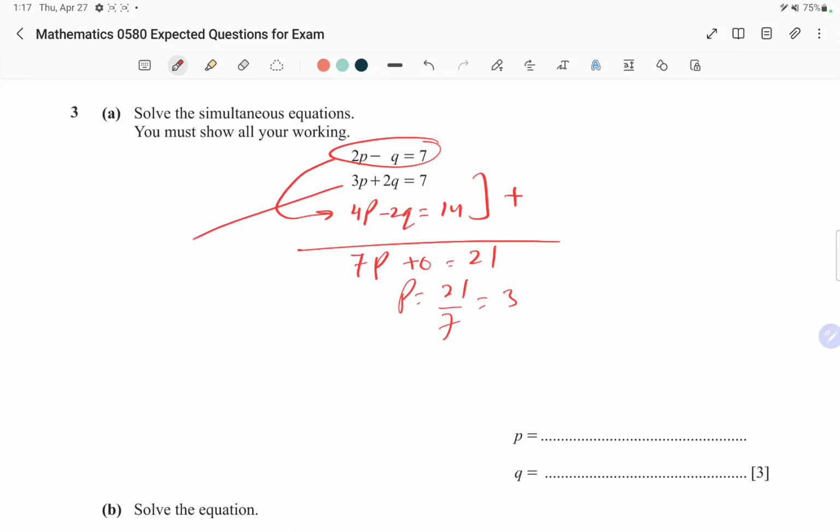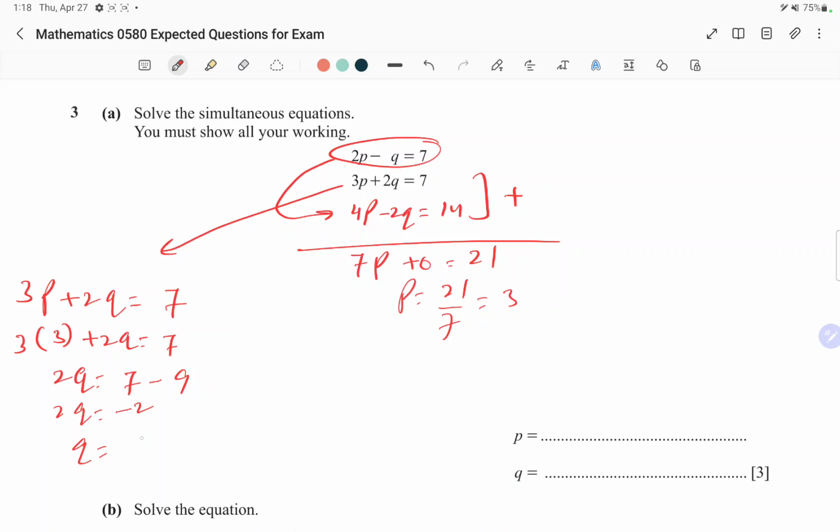Now we can use this equation, for example. You can use one of them. So that's 3p plus 2q equals 7. P already I have 3. So 3 times 3 plus 2q equals 7. 2q equals 7 minus 9. 3 times 3, 9, that's why I took 9 to right side. So 2q equals minus 2. Q equals minus 2 over 2, minus 1. So P is 3 and Q is minus 1.